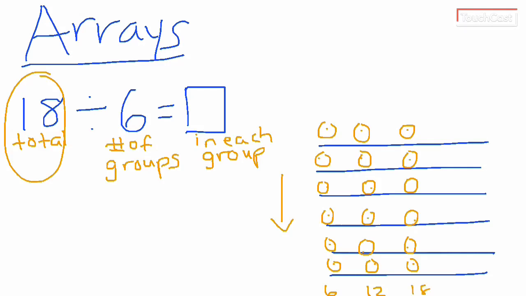Now we need to count how many are in each row. Well, we have 1, 2, 3. 1, 2, 3, 3, 3, 3, and 3. You want to make sure that with an array you always have an equal number in each row. If not, then you probably have to go back and double check how you counted. So, if we know our total is 18, we divided them into our 6 groups, and now we know in each group there is 3.